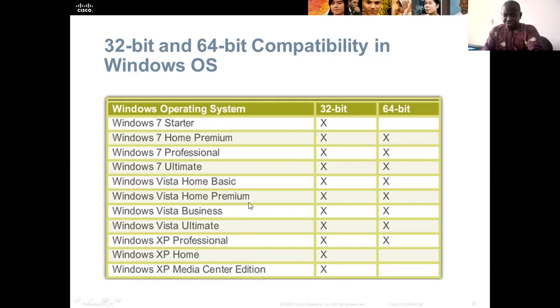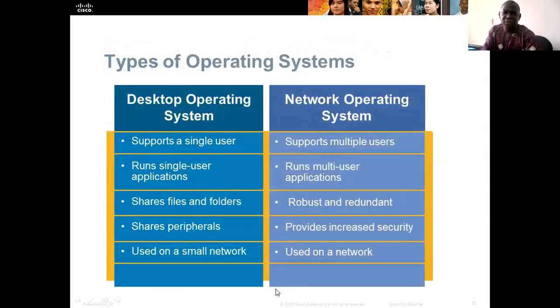Enterprise. So all these can support 64-bit and 32-bit, but specifically you will see them having either 64-bit or 32-bit in brackets, to show that they can only function in that mode.